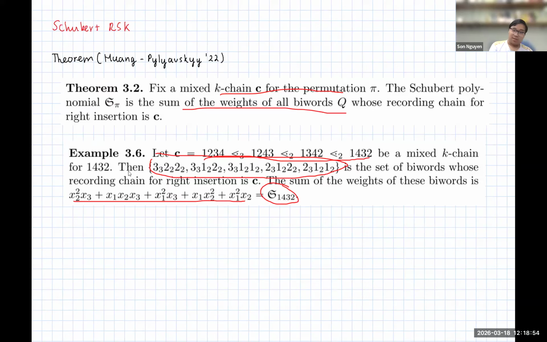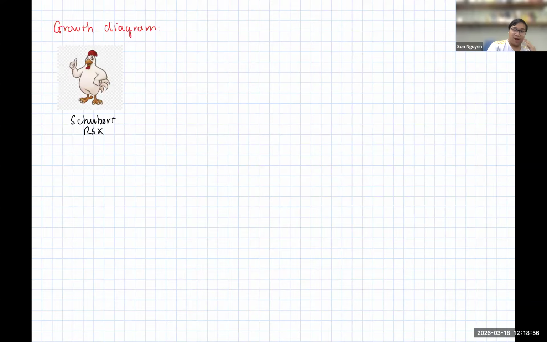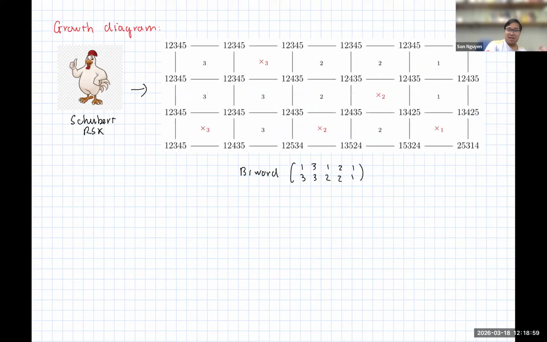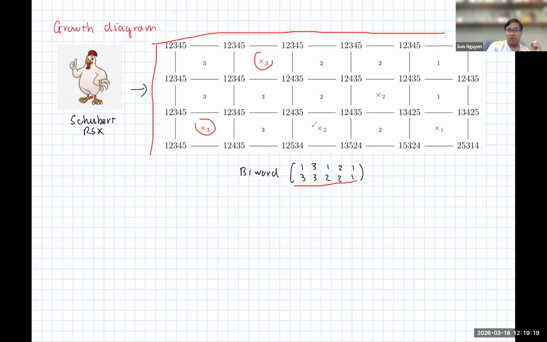Yeah, so this is my RSK. And when I have my RSK, I can draw the growth diagram. I don't know what the local rules are yet, but I know the growth diagram has to look like this. So I'm going to put the identity along this left column and the top row. And according to my byword, I would put the axis: 1, 3, 1, 2, 2. And for some reason that I'm not discussing today, I would also put along this column the second row: 3, 3, 2, 2, 1.